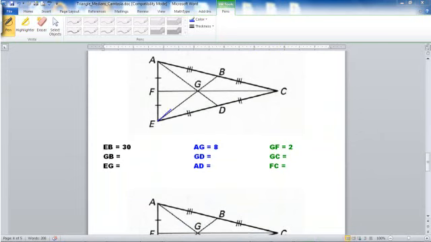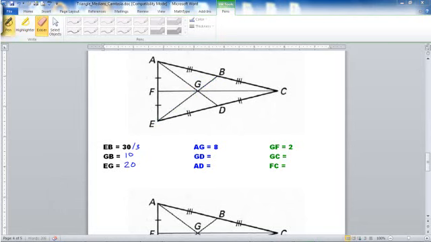EB is the whole median, so I take my whole median, I divide it by 3. 30 divided by 3 is 10, so that's GB, that's my small part. And then I take my 10 and double it to get my bigger part. That's when I give you the whole median.